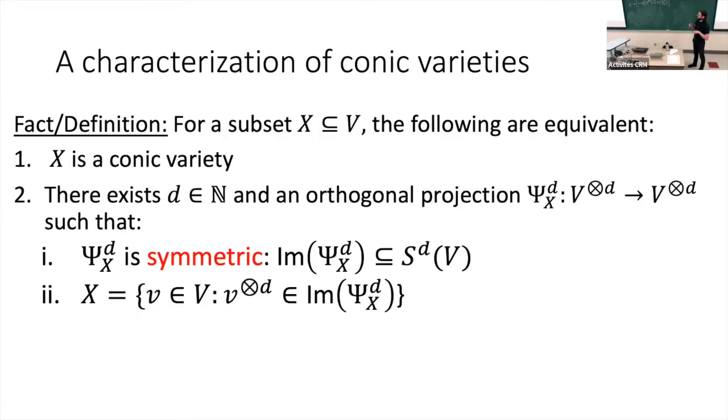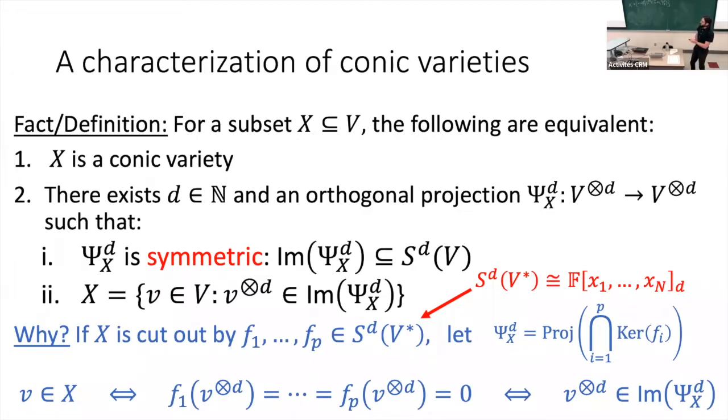So okay, how do you get it? If X is cut out by these homogeneous degree D polynomials, F1 through Fp, we can view these as linear forms. We can view these as elements of S^D V star. And then we take psi to be the projection onto the intersection of the kernels of all these Fs. Then an element v is in X if and only if these polynomials applied to v are 0. Viewing these polynomials as linear forms, this is equivalent to these linear forms applied to v tensor D being 0. But by how we've defined psi, this is exactly v tensor D being in the image of psi.